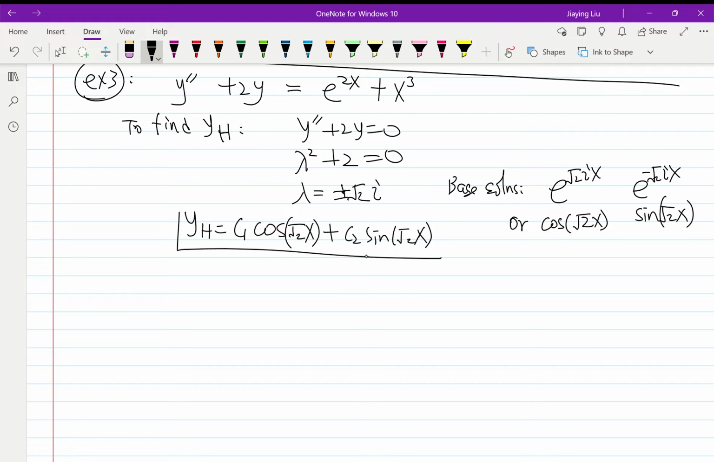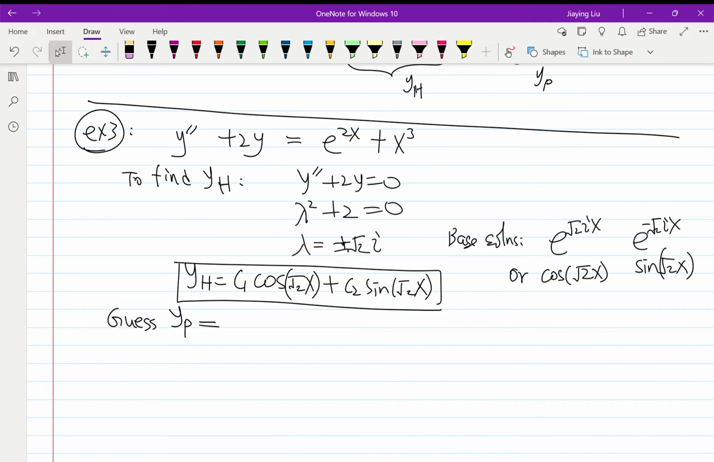And then the next step is to guess the particular solution. Well, be a little bit careful here, because we have e to the 2x plus x cubed. It's a sum of two functions of x. So if we just have e to the 2x, we're going to guess the particular solution to be a e to the 2x, right? But if we just have x cubed, it's not going to be ax cubed. That's not going to be correct.